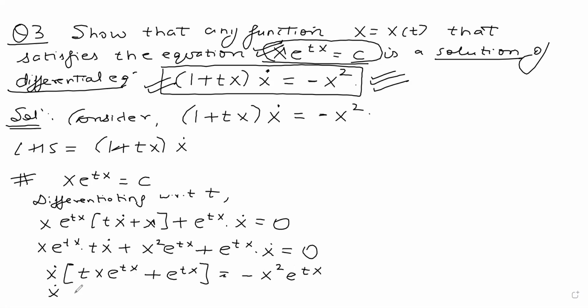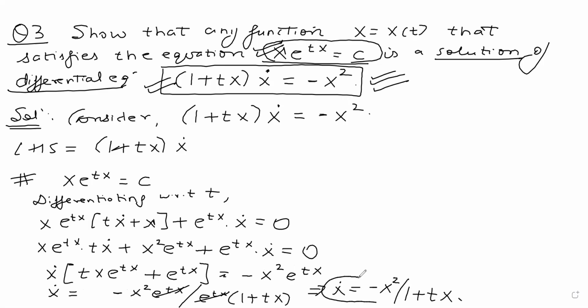My x dot would have been minus x square e to the power tx whole divided by, I could have taken e to the power tx common, I get 1 plus tx. This and this cancel out, which implies my x dot would have come out as minus x square upon 1 plus tx.